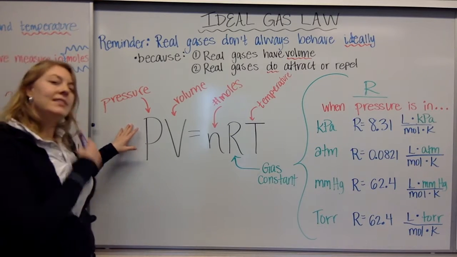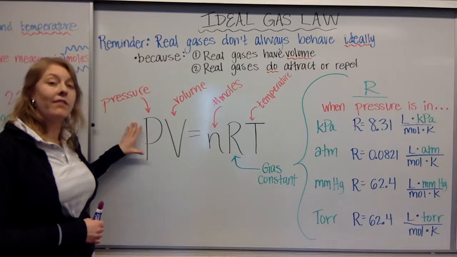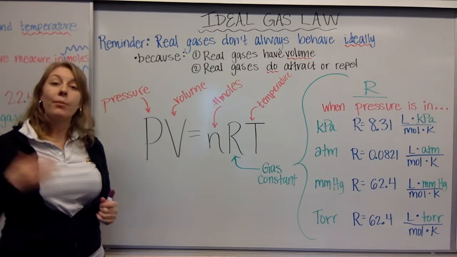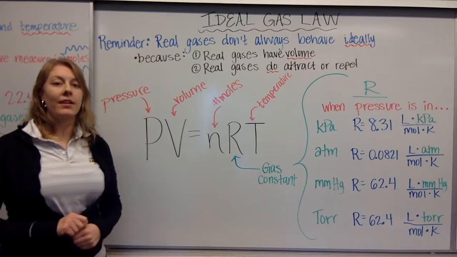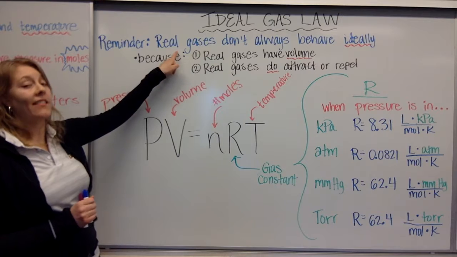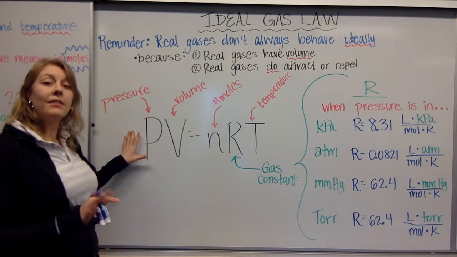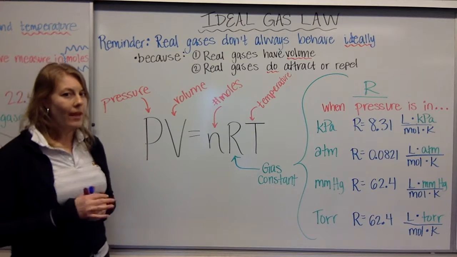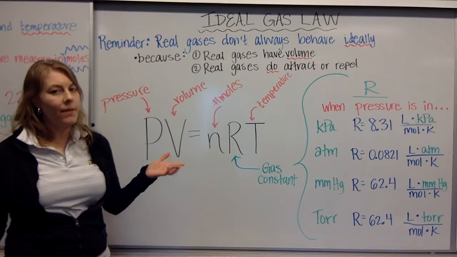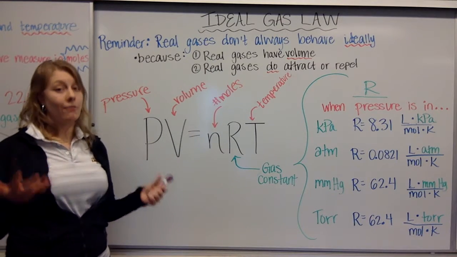This is the formula for the ideal gas law, and this formula works best, as you hopefully would guess, with ideal gases. Now remember, ideal gases follow the assumptions of kinetic molecular theory. But also remember, real gases don't always behave ideally. This is going to work best for ideal gases, but they don't always behave ideally. So that's just something to keep in the back of your mind, okay? Why don't they always behave ideally? Because real gases have volume. They don't have negligible volume, they have volume.